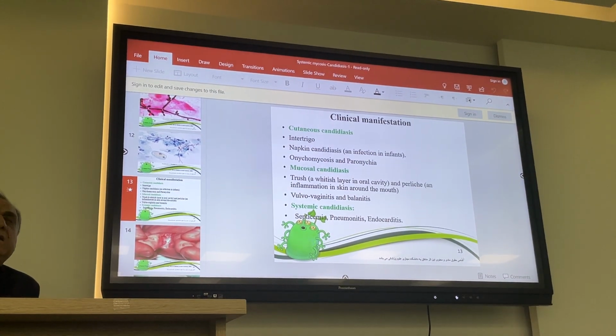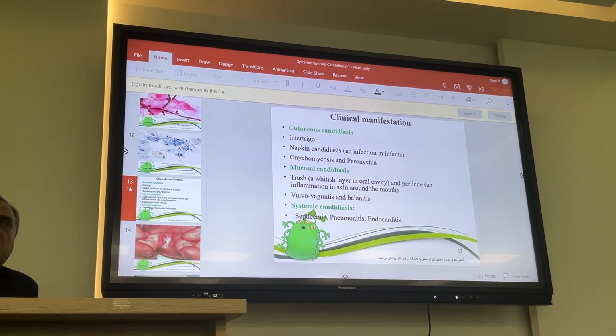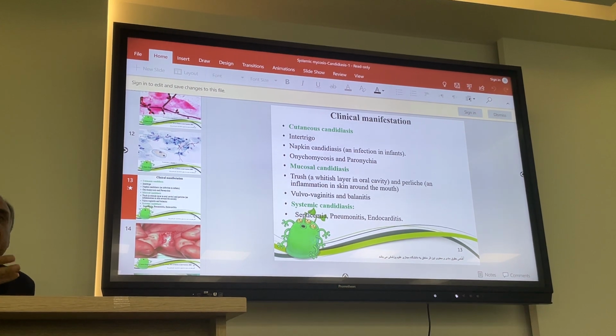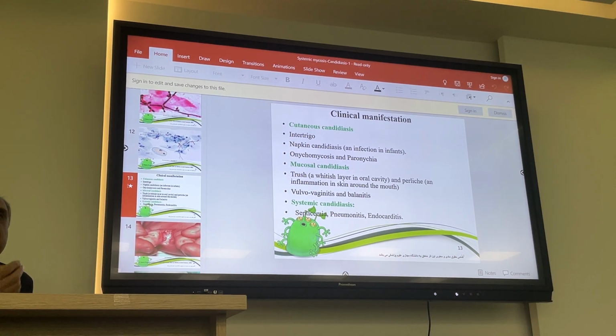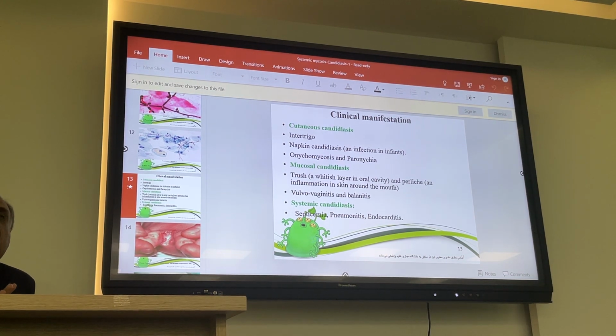Some conditions are the involvement of some disease, for example, diabetes, or bacterial infection, bacterial disease. Another condition that leads Candida to change to the pathogenic form is iatrogenic factors.